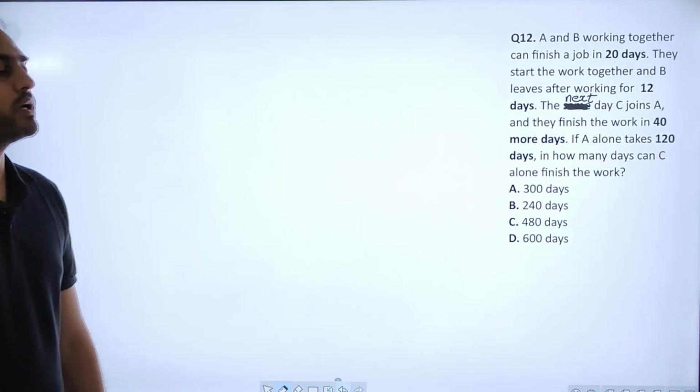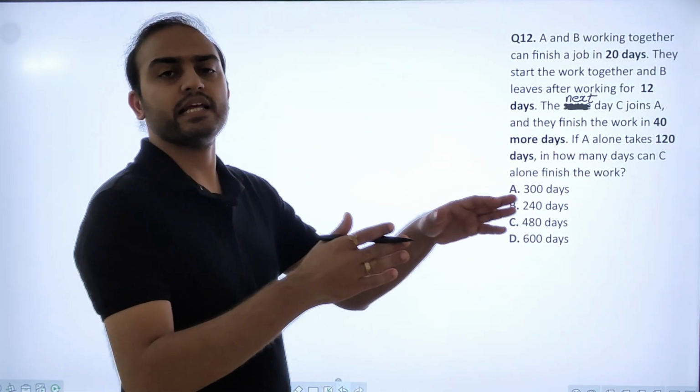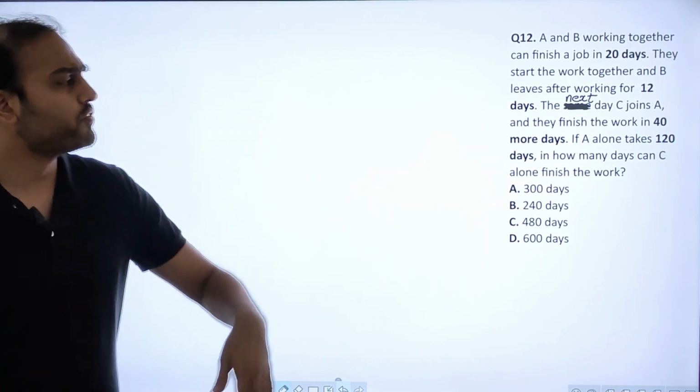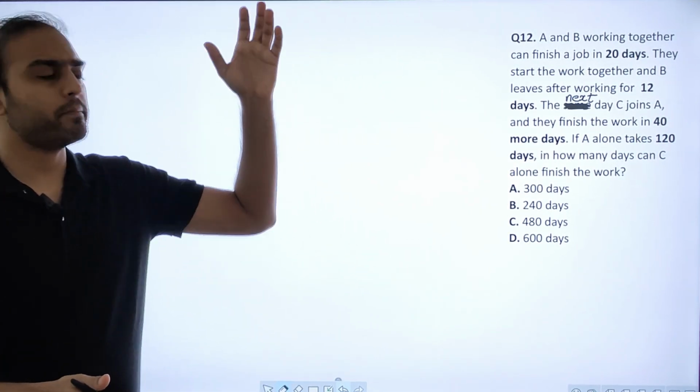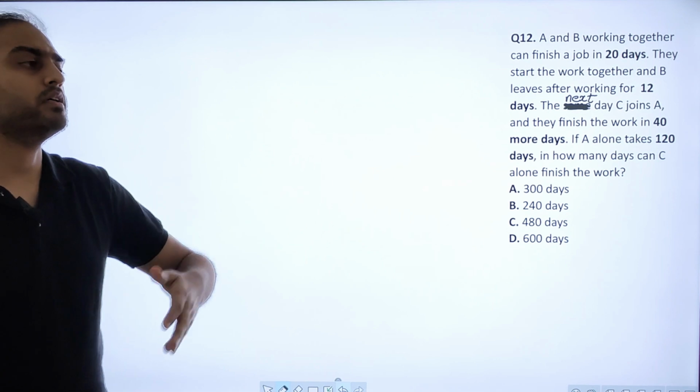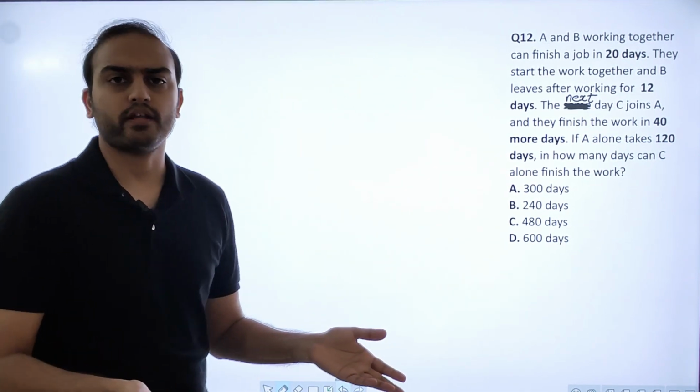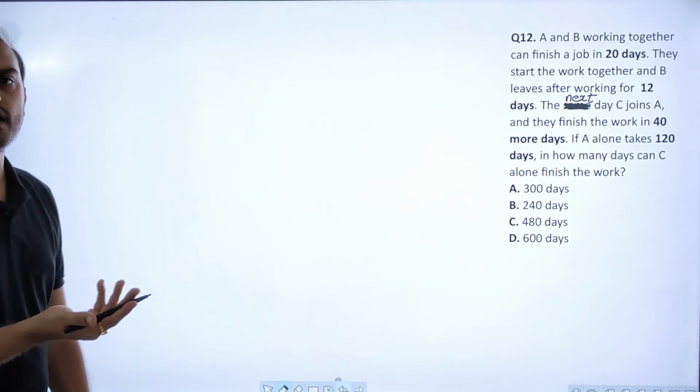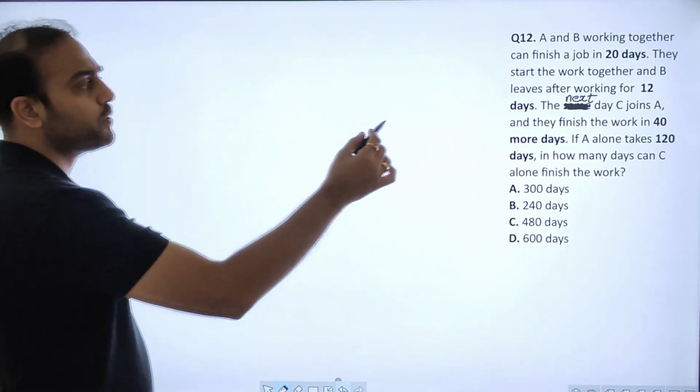Look at the next question type. Now here what is happening? Somebody is leaving, somebody is joining. Now we have already looked at 2 cases where people are leaving midway. That's fine. Somebody else joins. That is also fine. What do we do? We again make our table. Let's start with that.